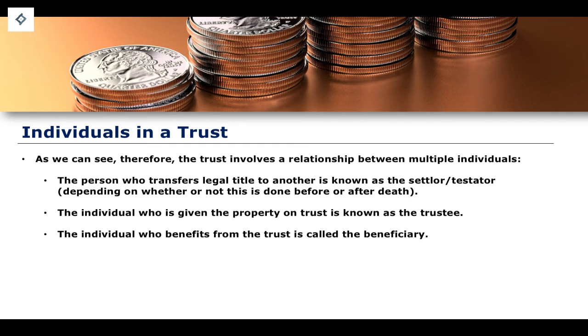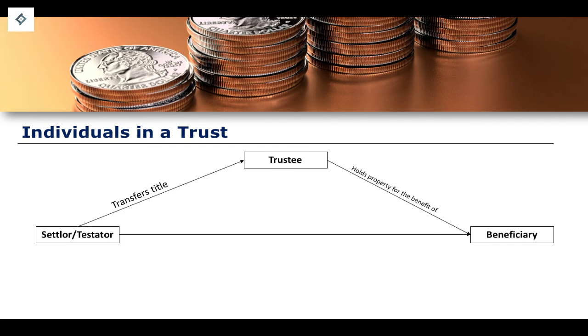And that's how we see the relationship of each individual within a trust. We have a settlor or a testator who transfers legal title to the trustee, who then holds that property for the benefit of the beneficiary. This is the relationship of a trust system itself. These are the individuals who exist within a trust.